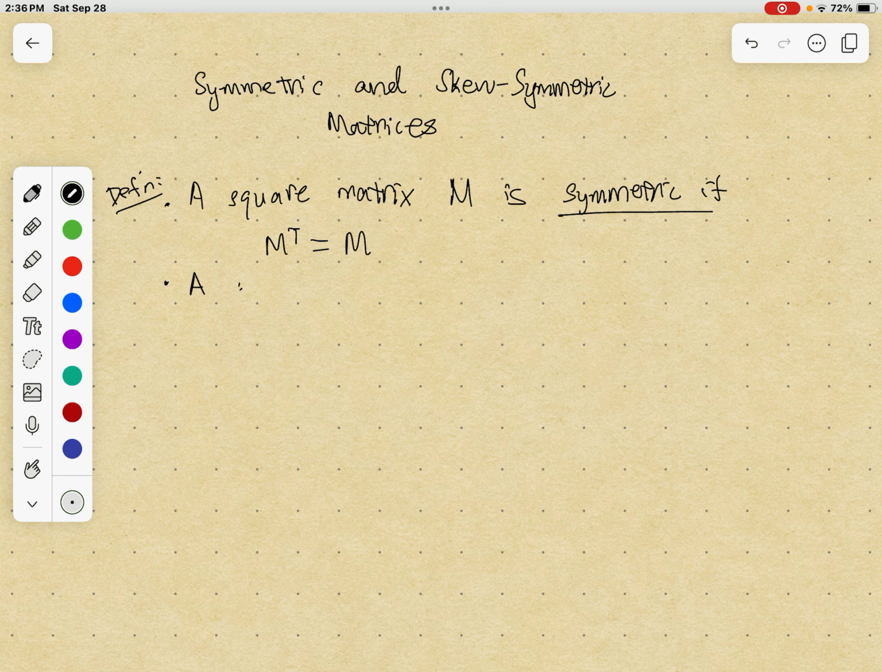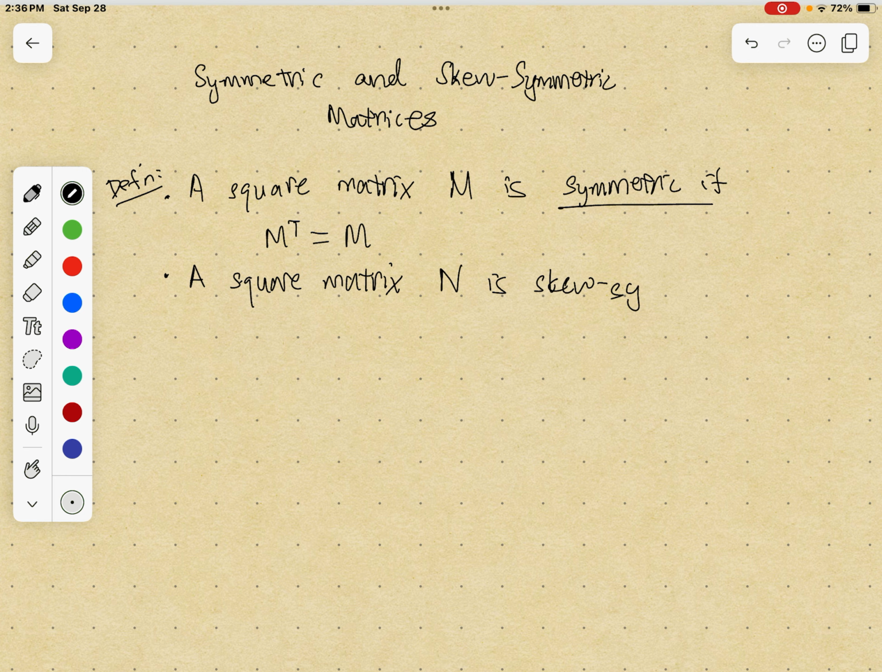And a square matrix, say N, is called skew-symmetric. Skew-symmetric is sometimes called anti-symmetric. Skew-symmetric if its transpose is minus itself. It's the additive inverse of itself. So let's look at some examples.